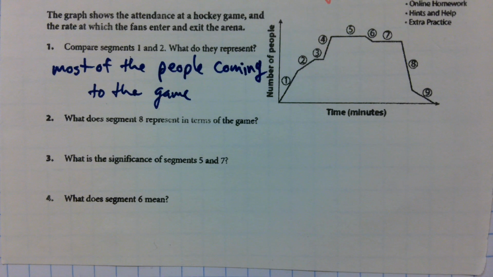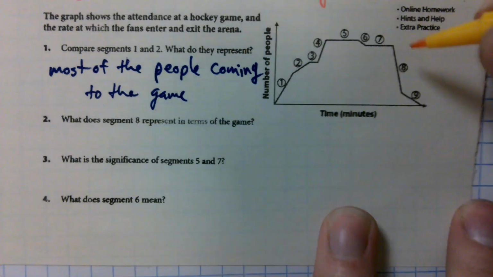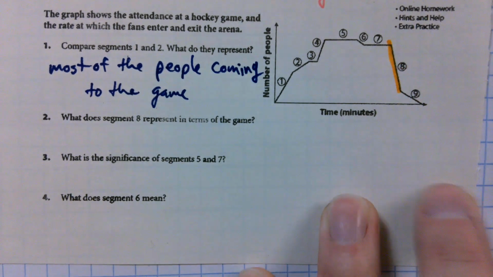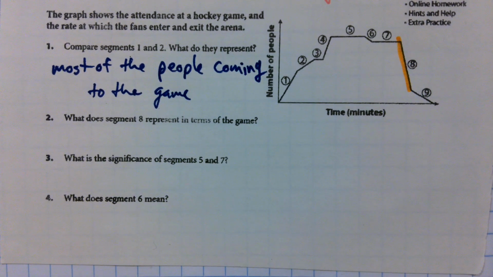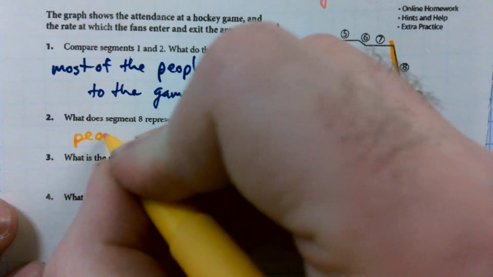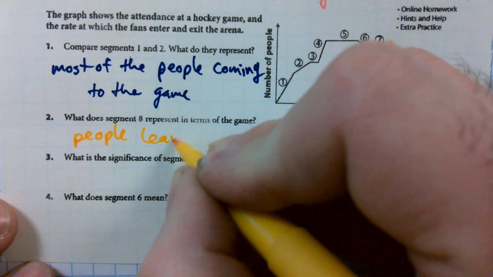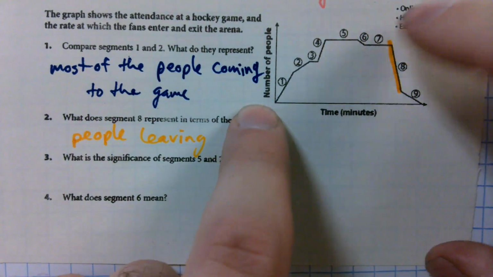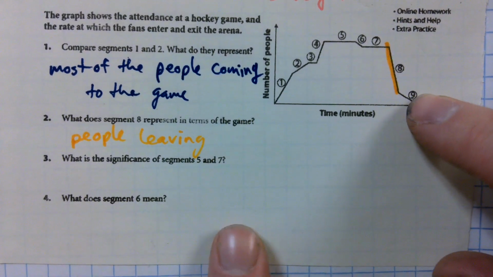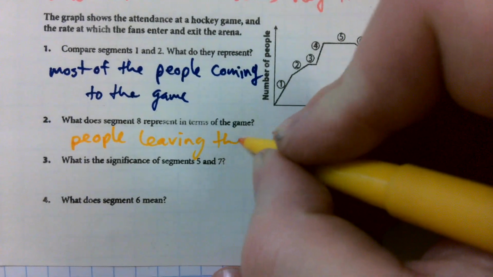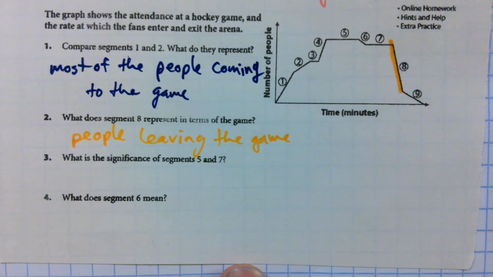Segment 8. Where's segment 8? All the way over here. Who can tell me with a hand what does segment 8 represent? Chloe? People leaving the game, obviously, because the number of people is decreasing dramatically. People leaving the game.